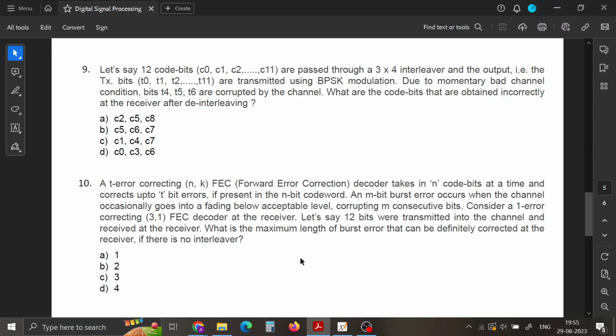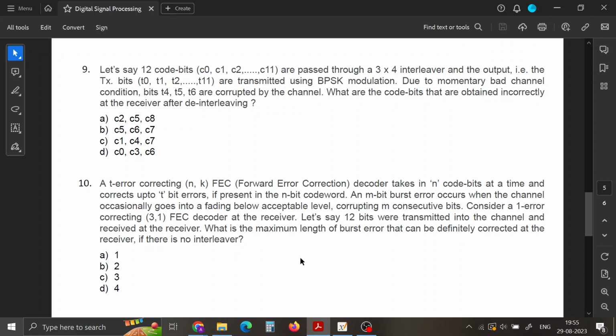Okay, so the 10th question says that for a forward error correction decoder, FEC decoder, which is denoted by an (N, K) decoder, these are standard notations. K is the number of your message bits, and N is the number of bits in the code words, so the length of the code words. N is typically greater than K.